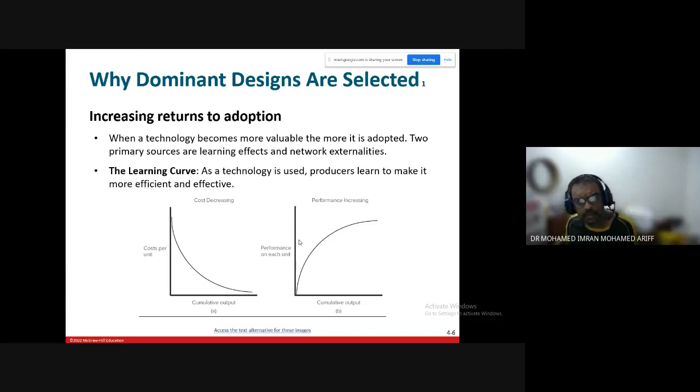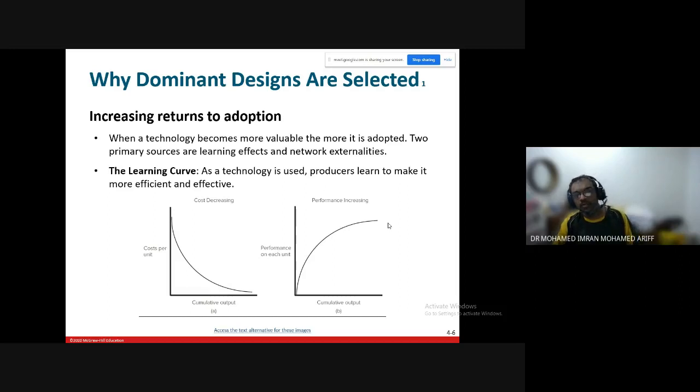Okay, so there is also something called the learning curve. As technology is used, producers learn to make it more efficient and effective, and decrease the cost. So, over time, iPads were expensive and become cheaper. But the iPad is not a good example because it comes out with new models. So we cannot use this. But we can use, for example, the thumb drive. Thumb drive started as a very expensive thing. Now it's very cheap. Same in terms of performance. You start with very low performance and then you increase it. That is how technology is.